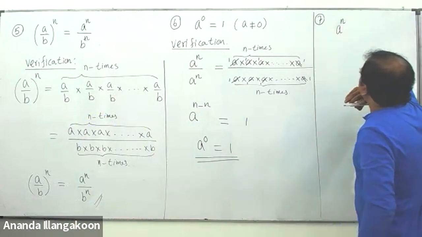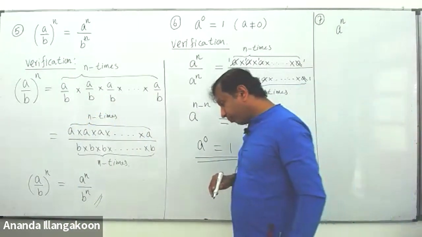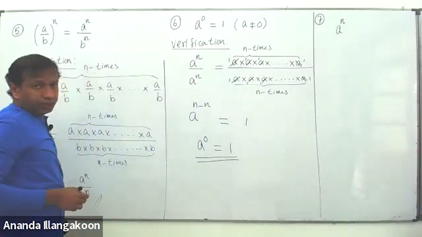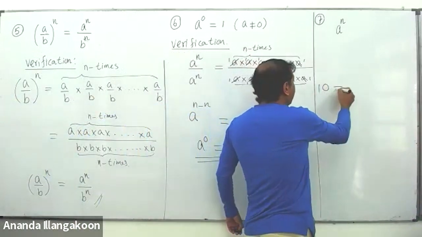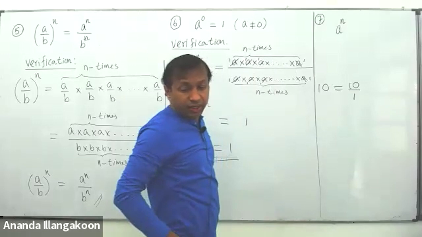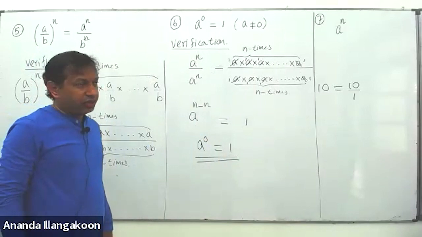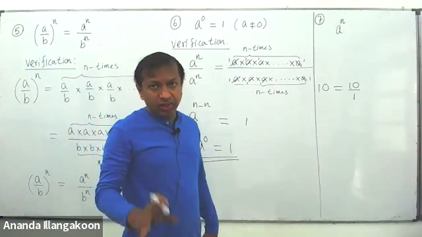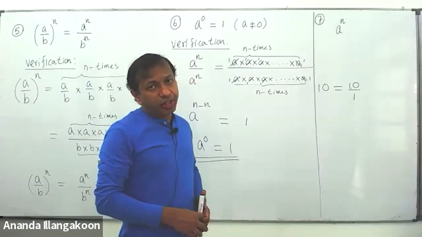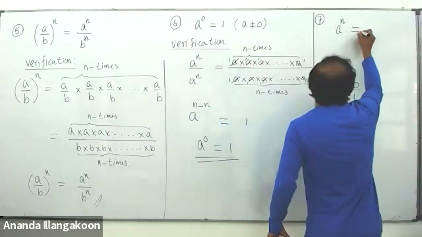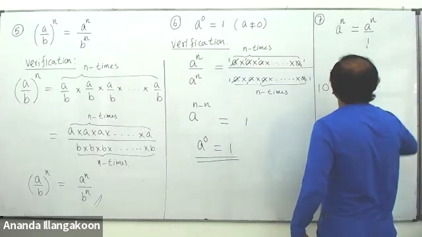Right. People, when I write a to the power n here, when we write any number, people, any number is a fraction. When you consider any number, consider 10. 10, people, is really 10 divided by 1. Denominator is 1 of this 10. So that is why we say any real number, when we consider it, is a fraction. Right. Now this a to the power n also, when I write it, really means a to the power n divided by 1.